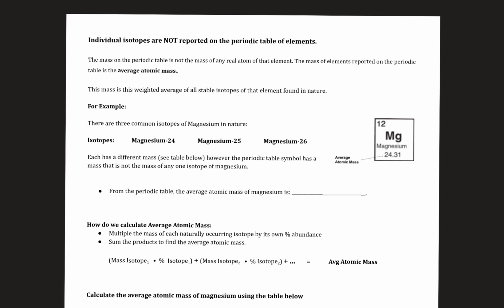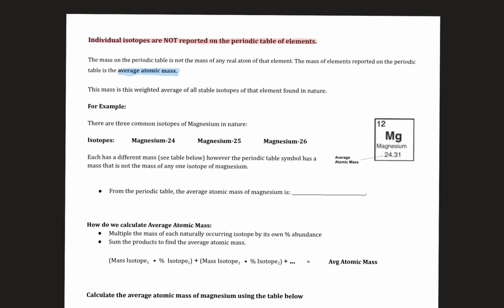Remember that the notation on the periodic table is different than isotope notation, and individual isotopes are not reported on the periodic table. The mass on the periodic table is not the mass number. It's actually something called the average atomic mass. This average atomic mass is an average of all the stable isotopes of that element that we find in nature.